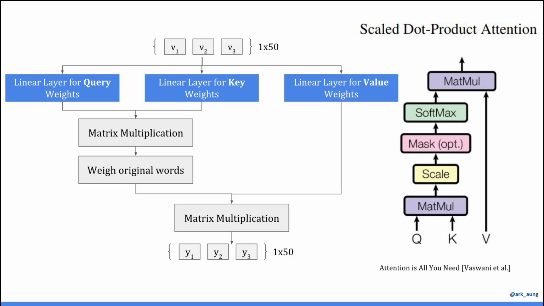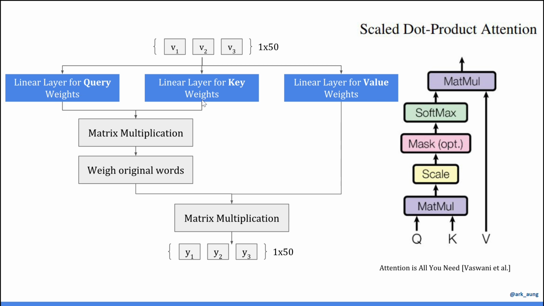So I'm going to compare whatever we have come up with right now with the original diagram in the Attention Is All You Need paper. In the paper, they have this thing called scaled dot product attention. They have two components, one scale and one mask (optional). We're not going to talk about it right now. So if you remove these two boxes, we have Q's and K's, which are the linear layer for query weights and the linear layer for key weights.